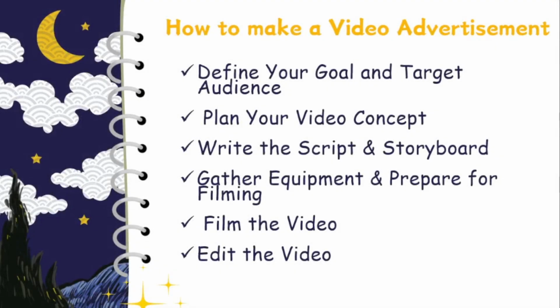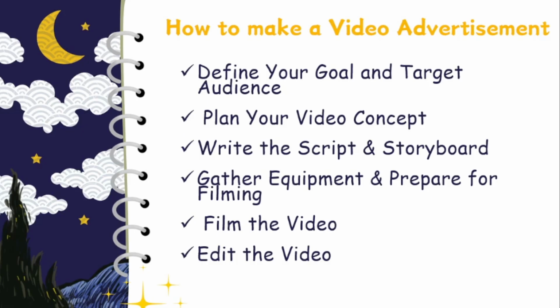How to make a video advertisement. Creating a video advertisement requires careful planning, creativity, and execution. Below is a step-by-step guide to making an engaging and effective video ad. Step 1. Define your goal and target audience. Before filming, determine the purpose of the ad. Are you promoting a product, increasing brand awareness, or driving sales? Target audience. Understand their interests, problems, and preferences. Key message. What do you want viewers to remember?